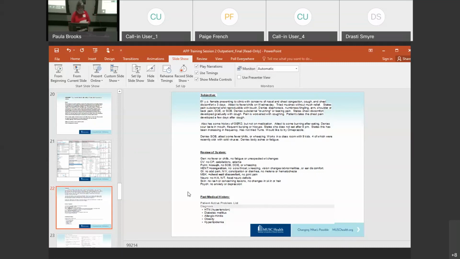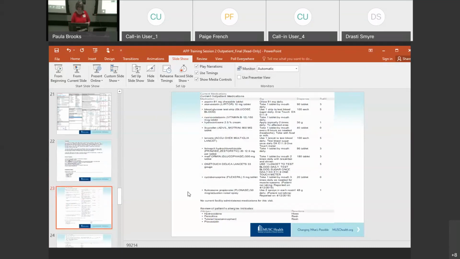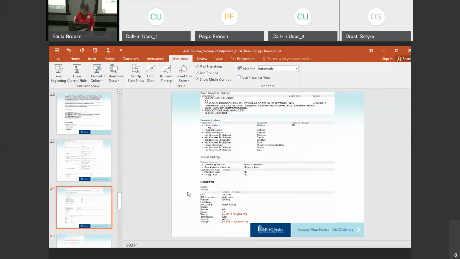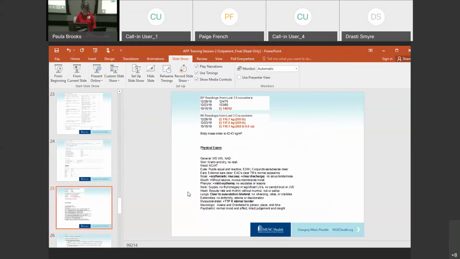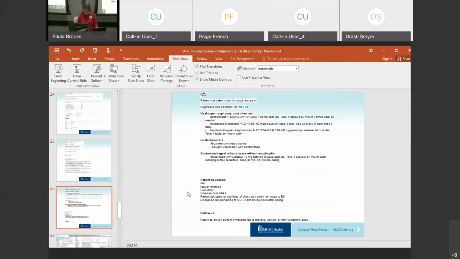We had a past medical history. There's medications. We have family history, past surgical history, and social history. We got plenty of vitals. Then we have our physical exam. And again, we've got a full comprehensive physical exam here. And then we have our assessment and plan.